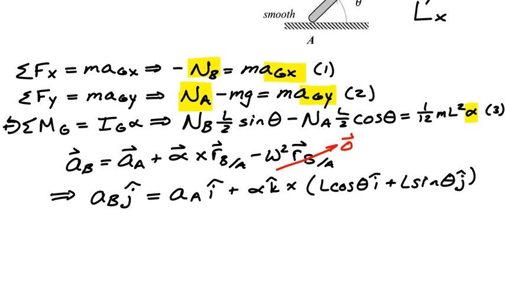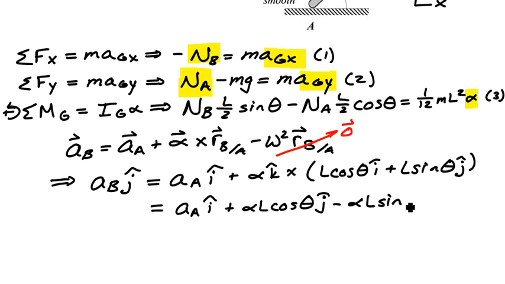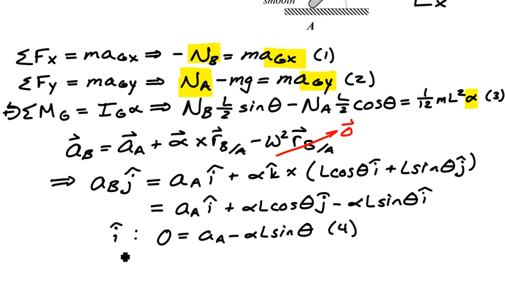If I go ahead and work out the cross products here, what am I going to have? Well, I'm going to have AB in the J is going to equal AA in the I. K cross I is J, so I'll have plus alpha L times the cosine of the angle theta in the J. K cross J is minus I, so I'll have minus alpha L times the sine of the angle theta in the I. If I pull off the I component here, I'll have 0 is equal to AA minus alpha L times the sine of the angle theta. We can call that equation 4. And if I look at the J direction, I'll have that AB is equal to alpha L times the cosine of the angle theta. We can call that equation 5.